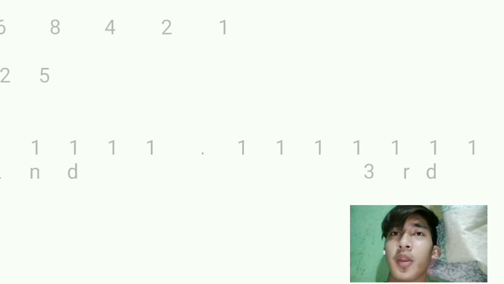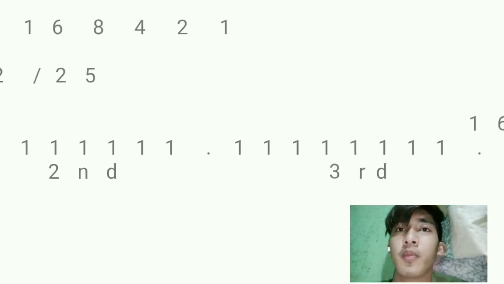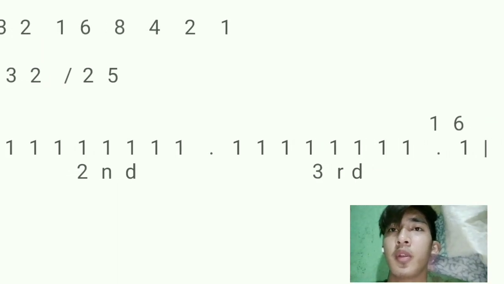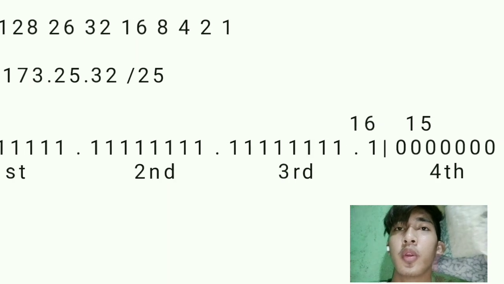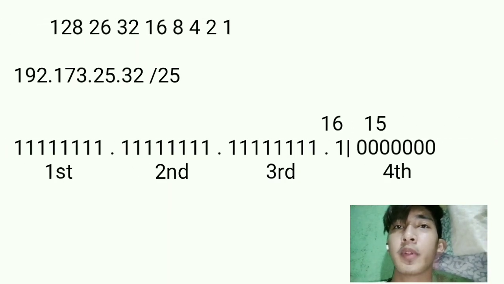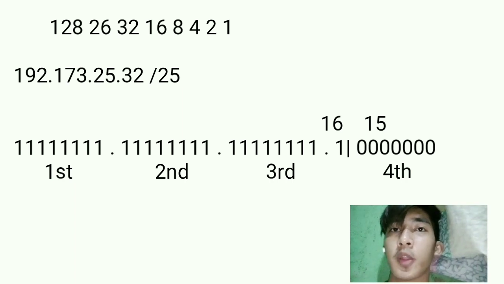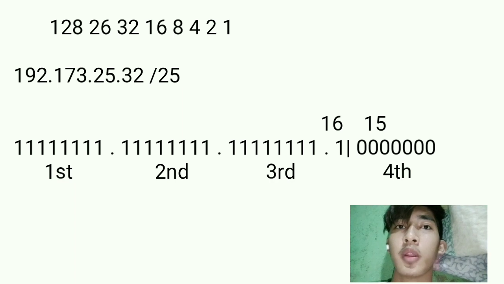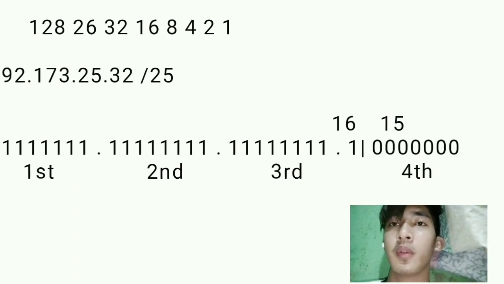192.173.25.32, divided in 25. You are given 25. The network IP is 192.173.25.16.